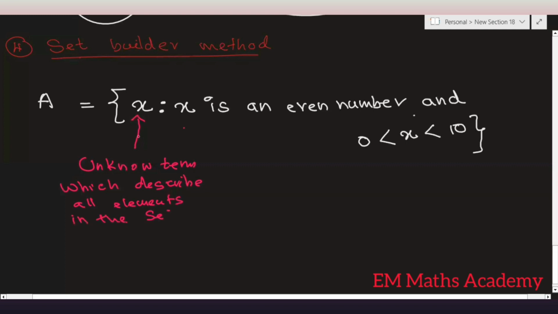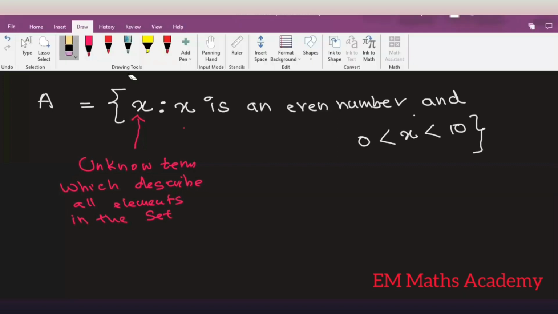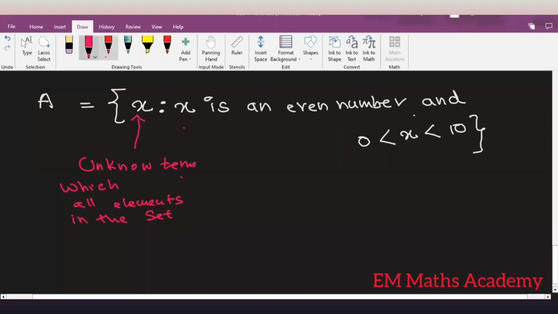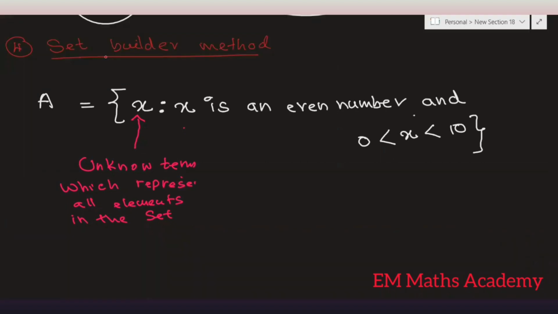We can say it describes, or which represents, all the elements in the set. That word is very suitable: which represents all elements in the set. And this is the characteristic.